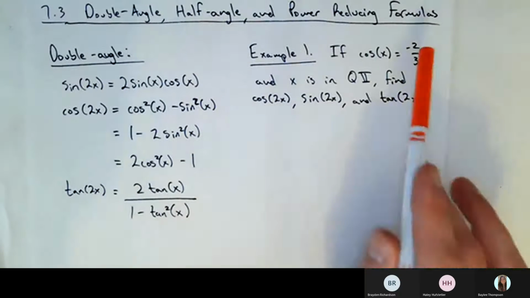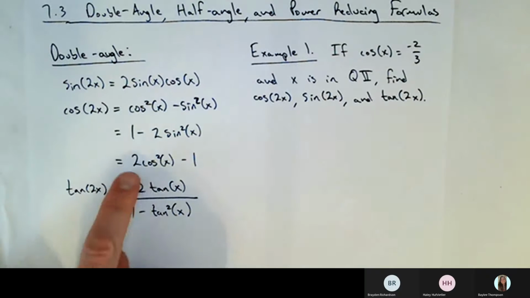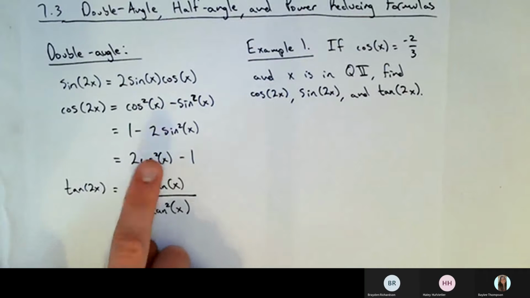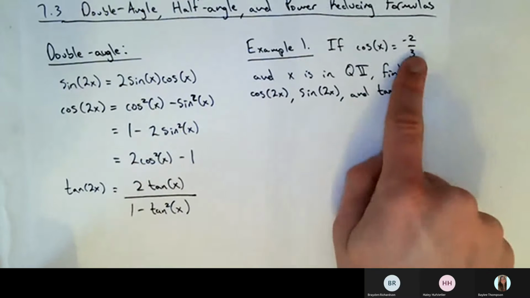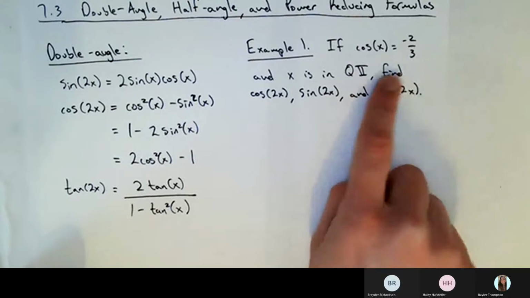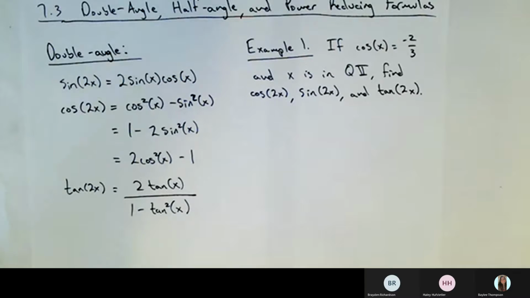What do we have here? We only have cosine, right? We only have cosine. So does that mean we can only find cosine of 2x? Could we use this to find cosine of 2x, since this is the only one that depends only on cosine? Well, yes, that's true, but if we know the output of cosine of x, and we know x is in quadrant 2, then I can find sine and tangent.